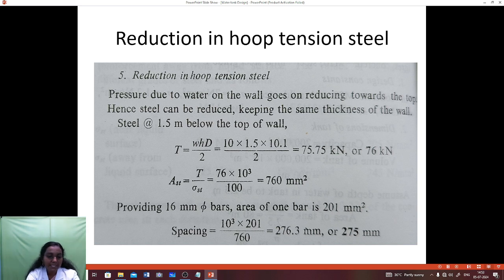So spacing is equal to small ast divided by capital AST. Capital AST value you know. So substitute the value and find the spacing. The spacing is 276.3 mm. So we round off the spacing and provide 275 mm.